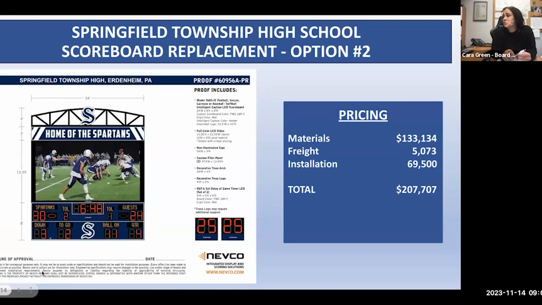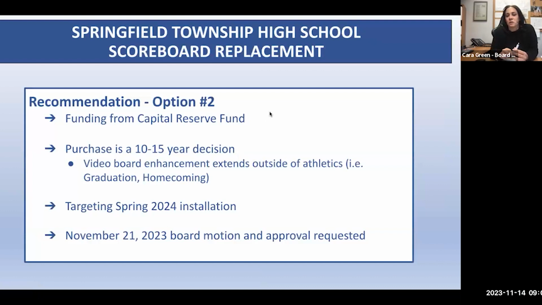Option two is the recommended option from administration. Yes, I see the 207. I just saw your eyebrows raise a little there, Mr. DeFranco. If you look at this option, the video board is bigger. It's cleaner without the side piece. And looking at the materials, freight, and installation, it's about $207,000. So looking again at our options and our recommendation, we're looking at option two. And again, I think the big thing that we want to relay here is that this is a 10 to 15 year decision. I know that there are a couple of school districts that have gone this route when they've had to replace their scoreboards.